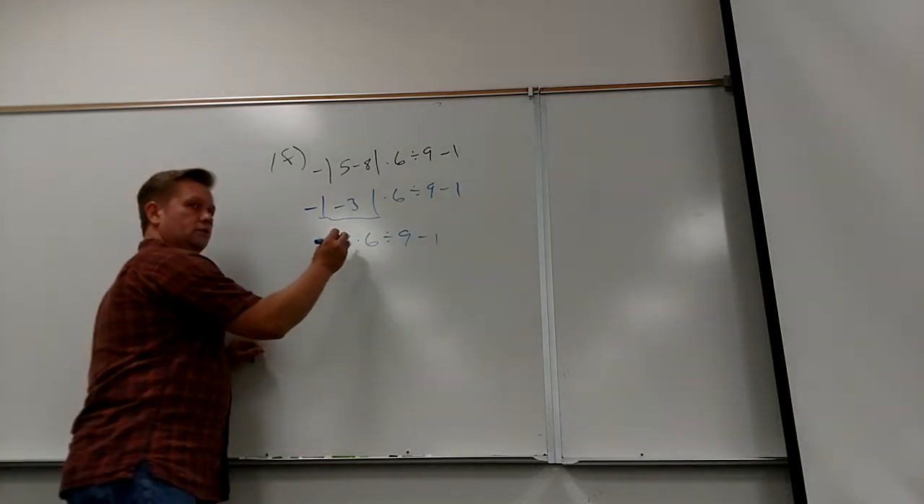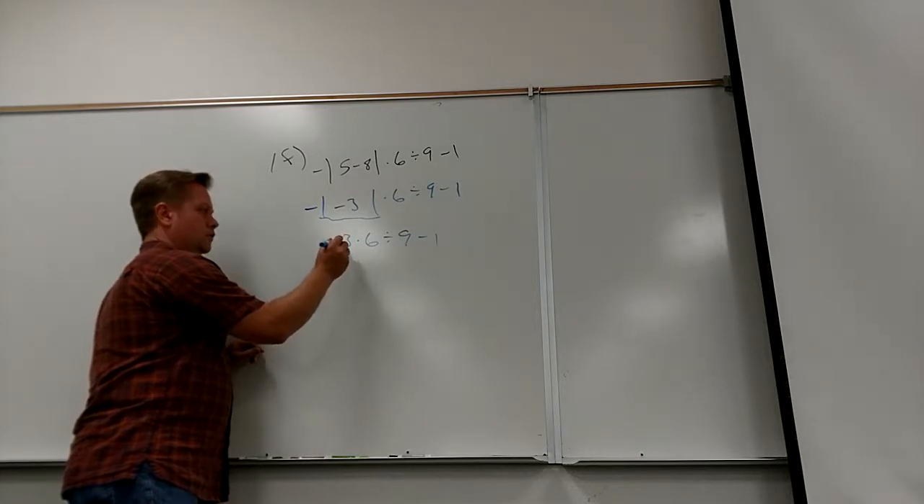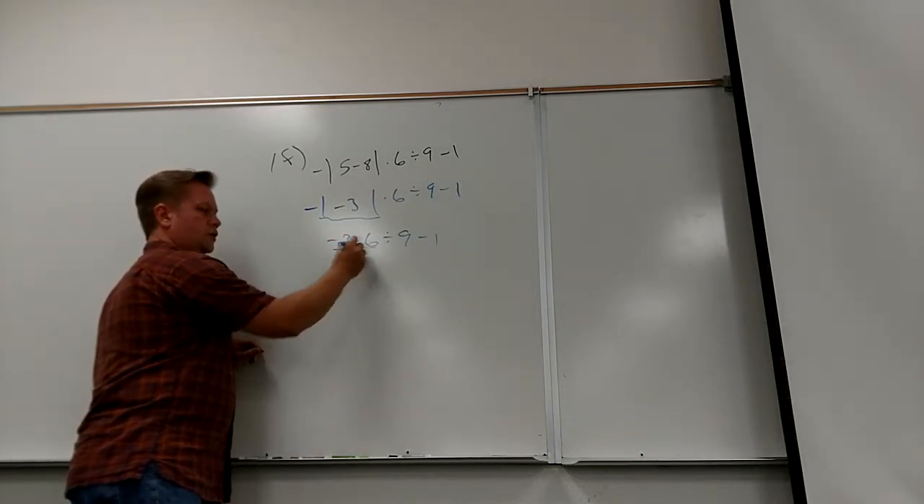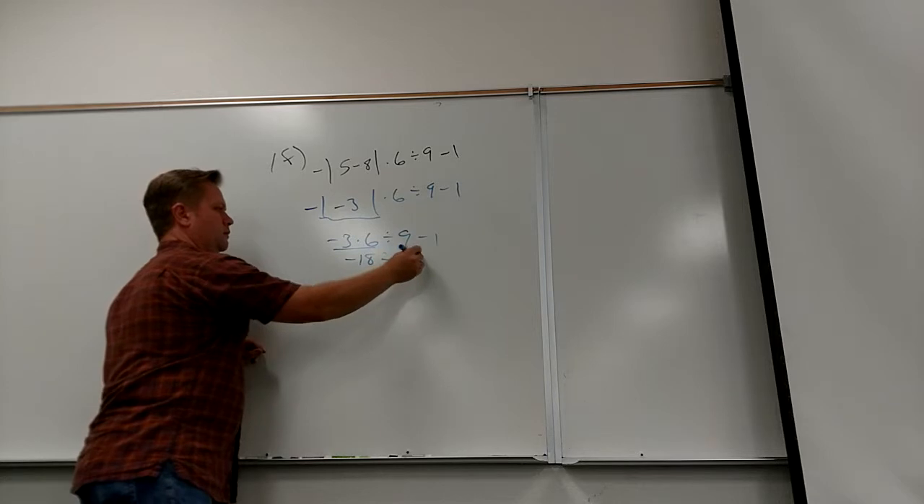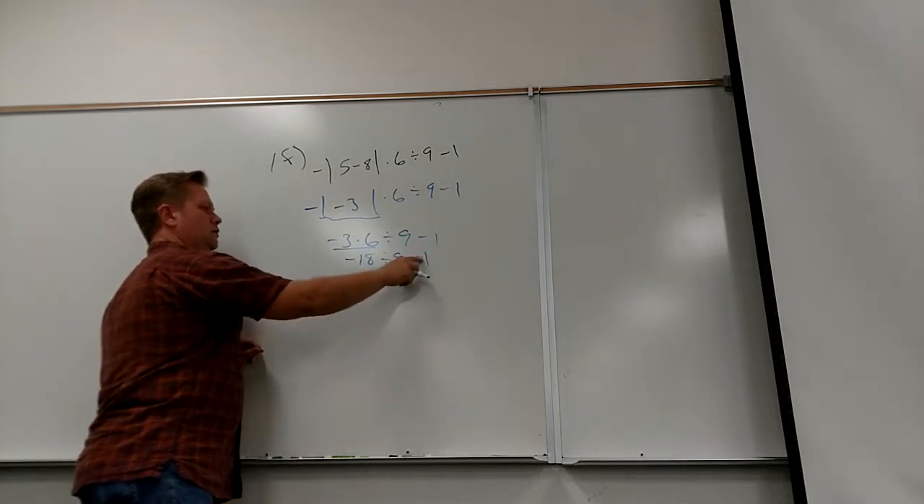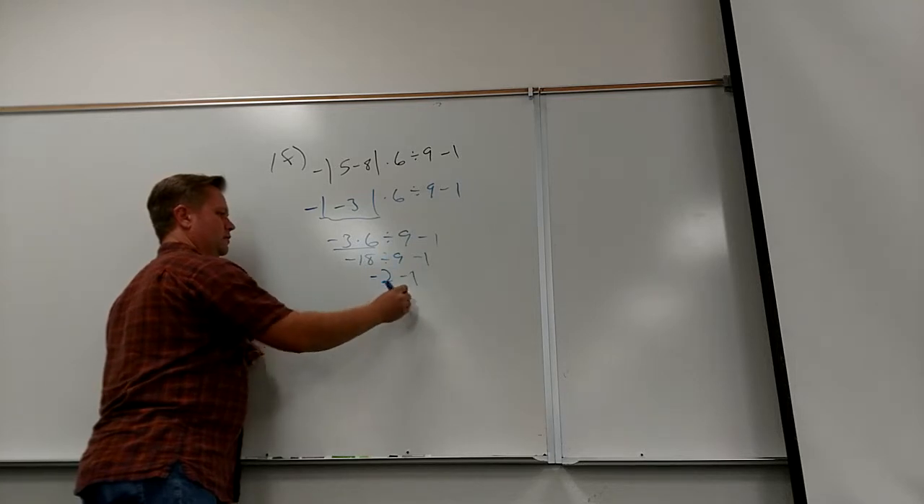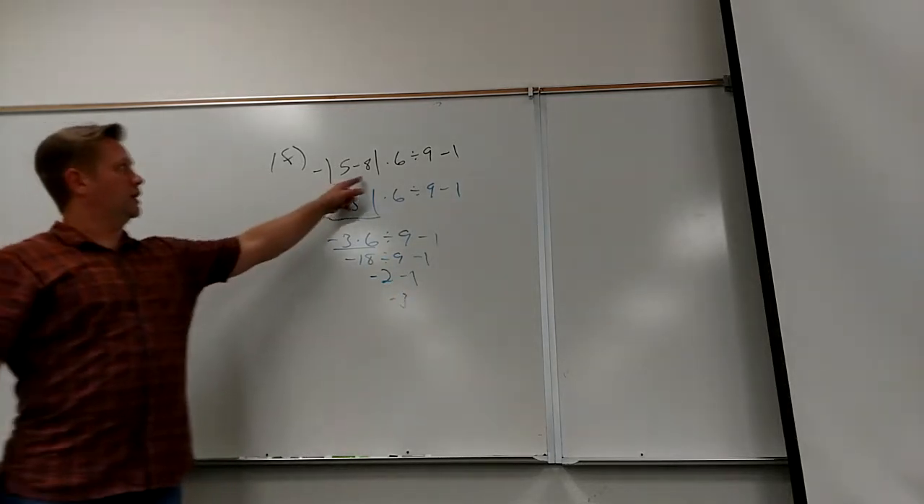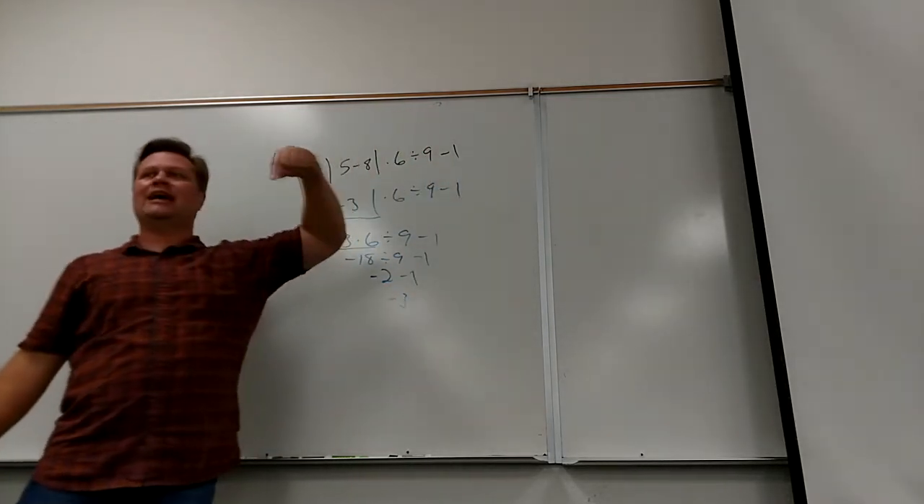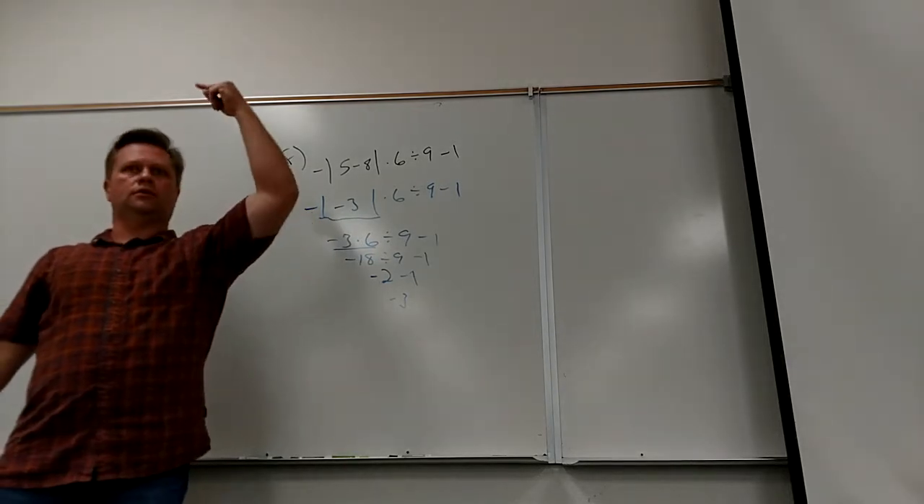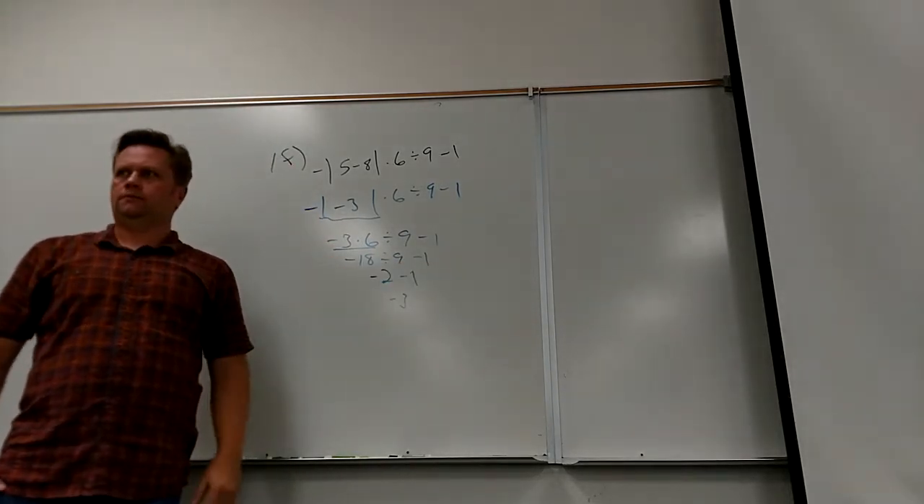What's the next thing I do? Times: negative 18. Good. Negative 18 divided by 9 minus 1. Negative 2 minus 1. So from the beginning you knew that that minus 1 was last. The subtraction is way at the end of PEMDAS.